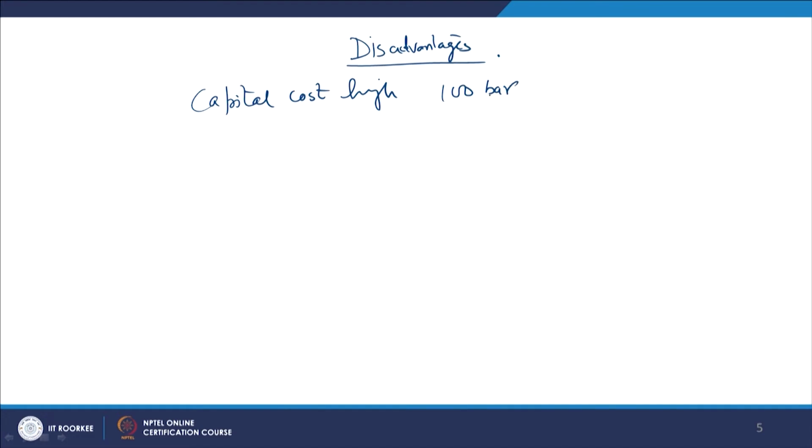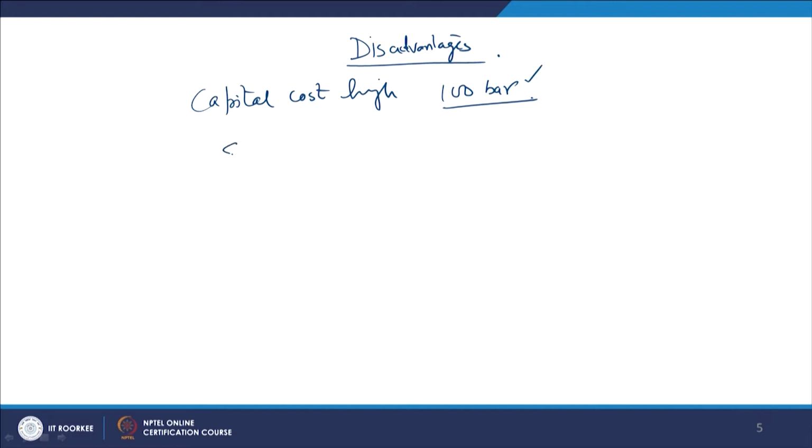Now, there are certain disadvantages also. Capital cost is high, because in the primary circuit we have to maintain a pressure of around 100 bar. So, all the components are designed so that they can bear the operation pressure of 100 bar.